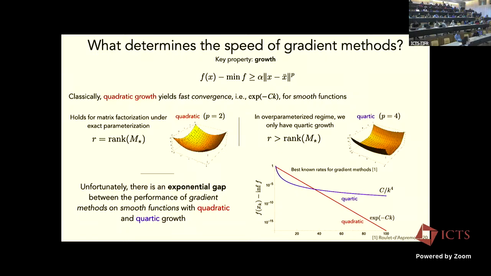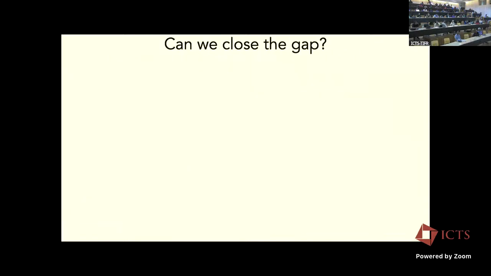Okay, so the question, of course, is can we close the gap? And I'll show you our approach to doing that. We're going to basically just make one change to gradient descent. We're going to change the step size to be adaptive to the problem, okay? And so what do I mean by that?